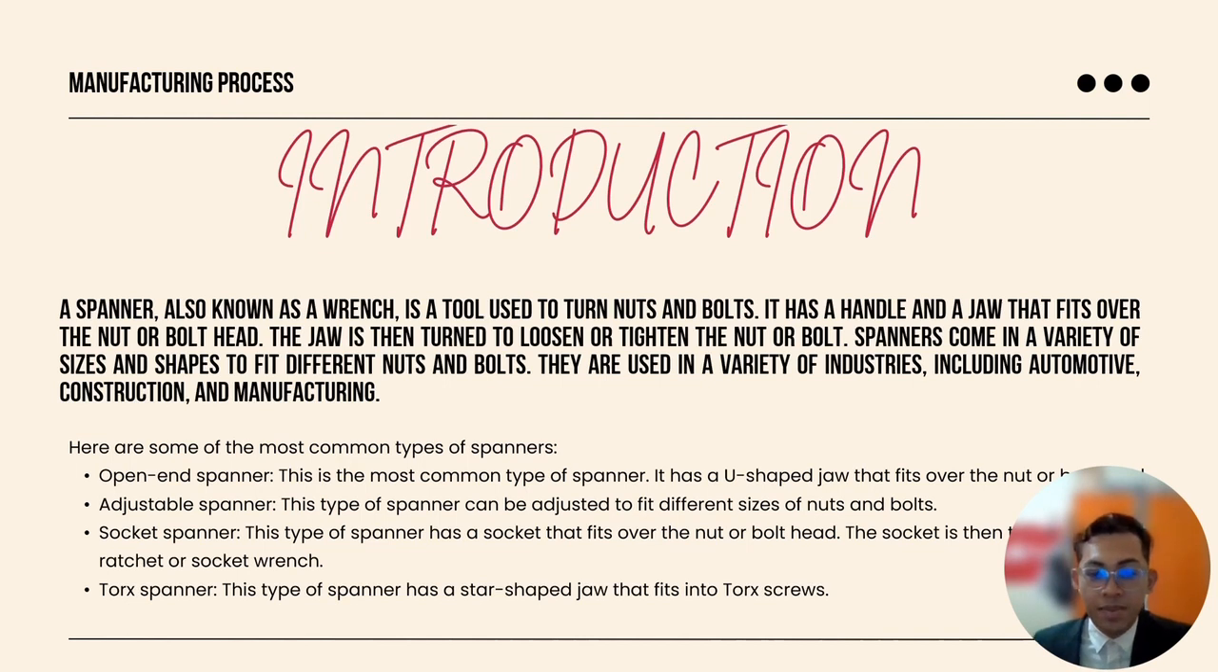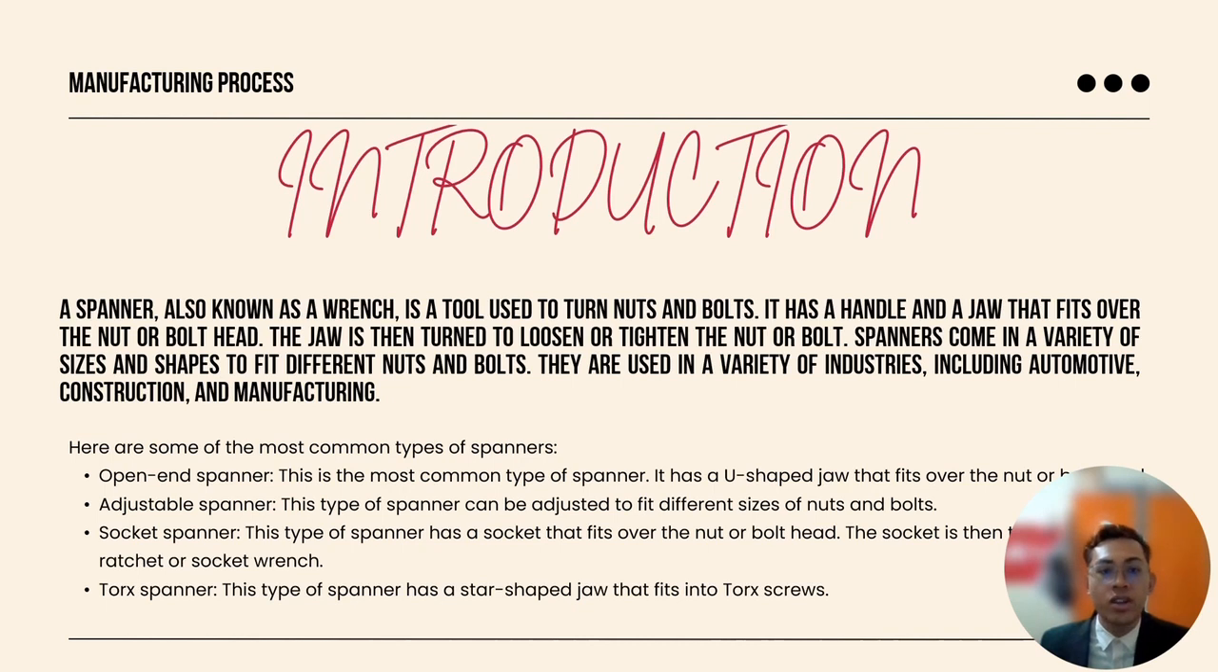Introduction. Now I will present about introduction. A spanner, also known as a wrench, is a tool used to turn nuts and bolts. It has a handle and jaw that fits over the nut or bolt head. The jaw is then turned to loosen or tighten the nut or bolt. Spanners come in a variety of sizes and shapes to fit different nuts and bolts. They are used in a variety of industries, including automotive, construction, and manufacturing.